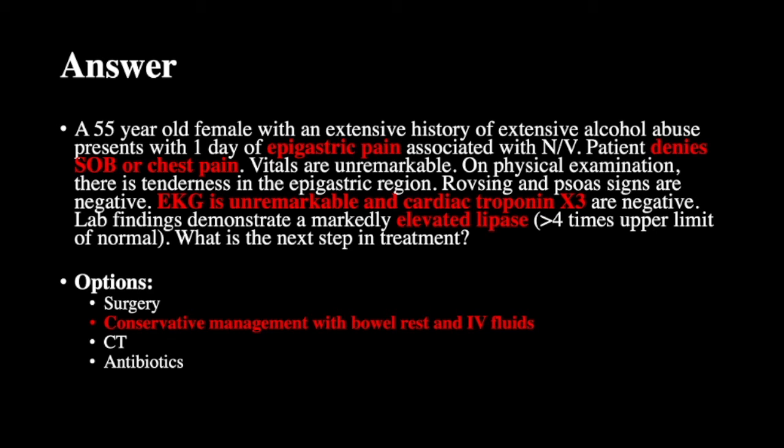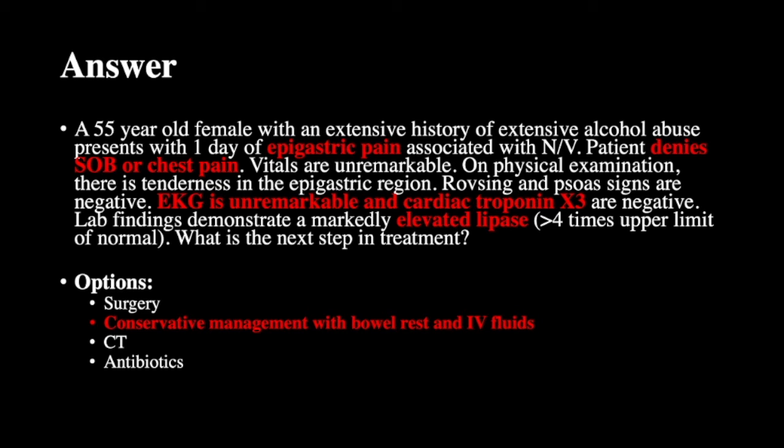Moving on to physical examination, there's tenderness in the epigastric region, which isn't surprising. The Rovsing and psoas sign are negative. So this is just meant to be a red herring. The Rovsing and psoas signs are just markers of acute appendicitis. And in this case, we're not suspecting appendicitis to begin with. Generally, that pain is in the right lower quadrant.